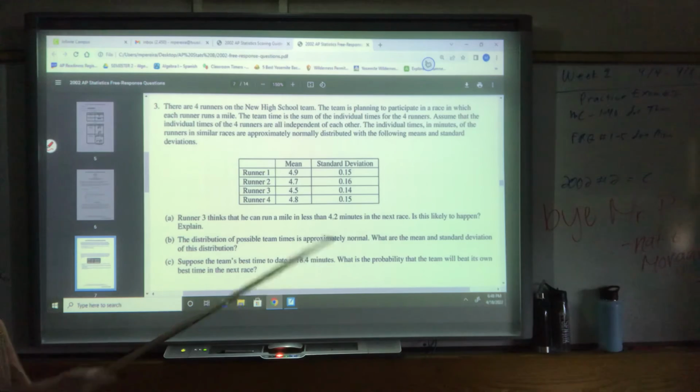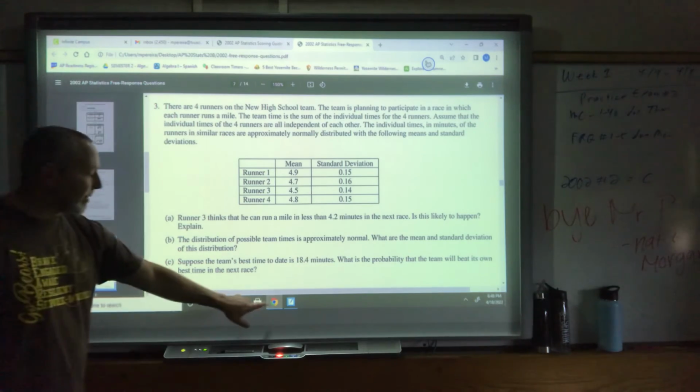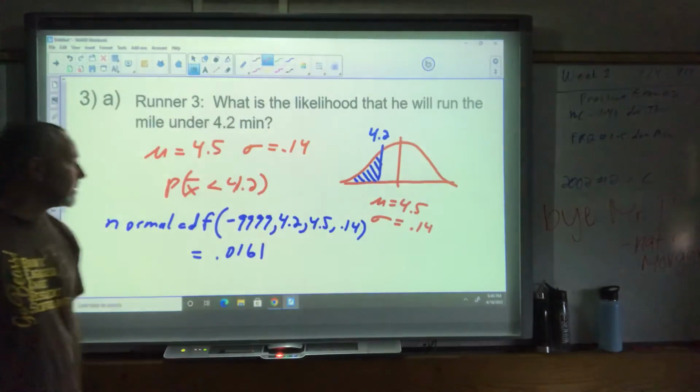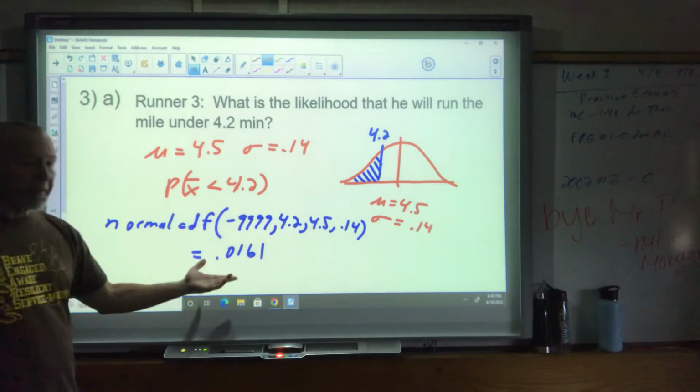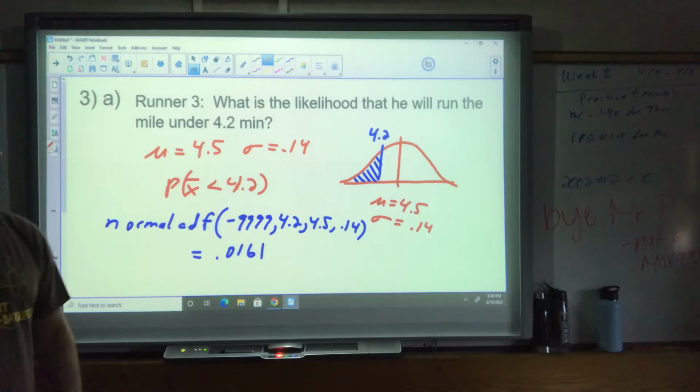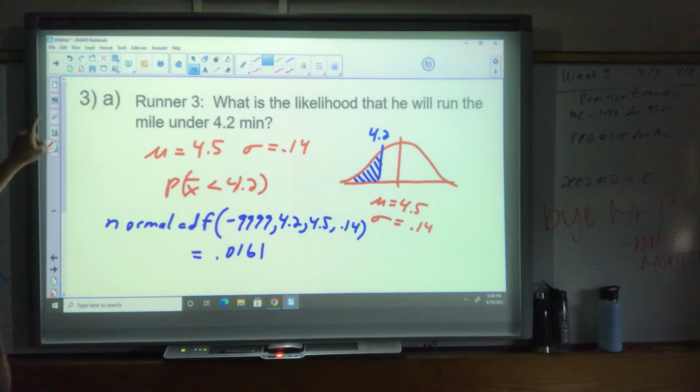Okay, is this likely to happen? So I'm going to say that is not likely to happen, because the probability is less than 5%, which is considered a rare event. All right? Okay.